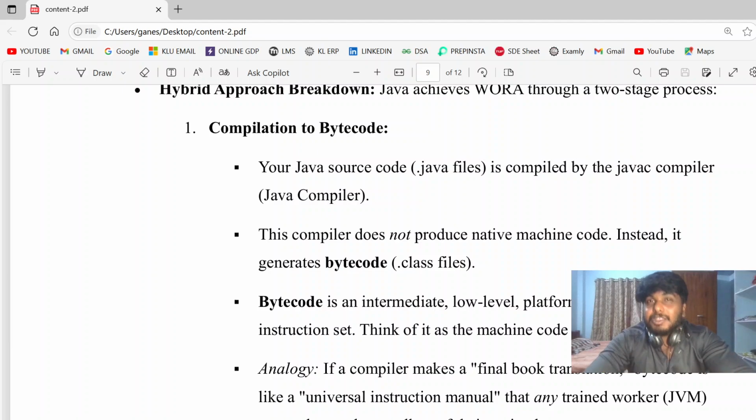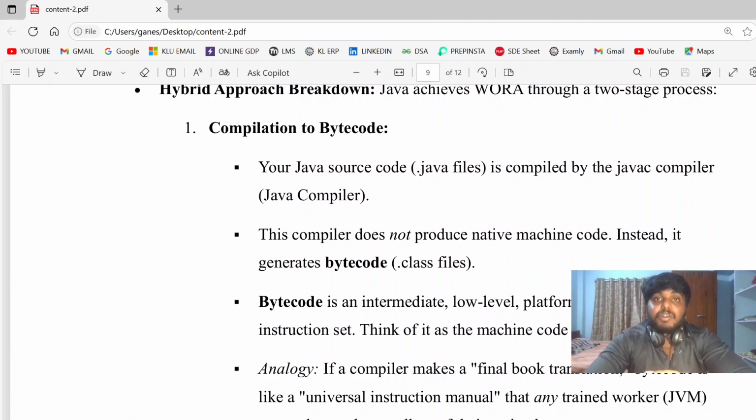This is a primary thing we need to remember here. After successful compilation of a Java program without errors, bytecode is generated. Bytecode is an intermediate, low-level, platform-independent instruction set. So this bytecode alone brings platform independence to Java. This bytecode introduced platform independence to Java.